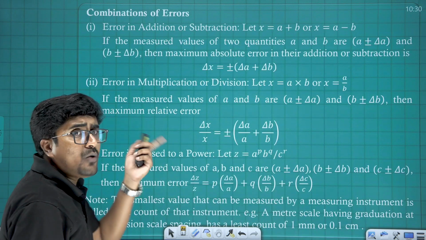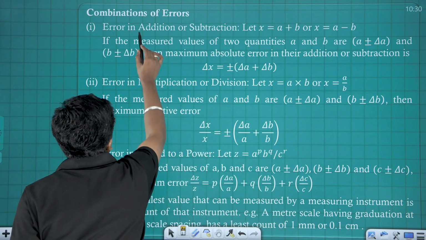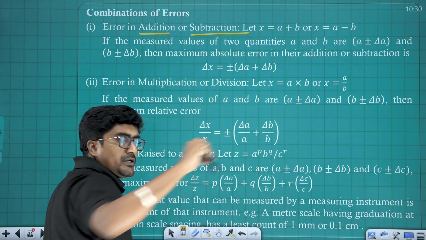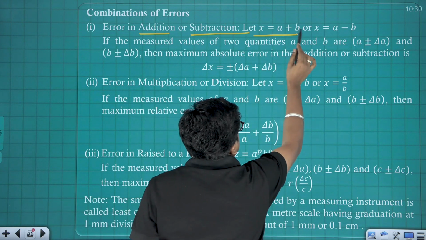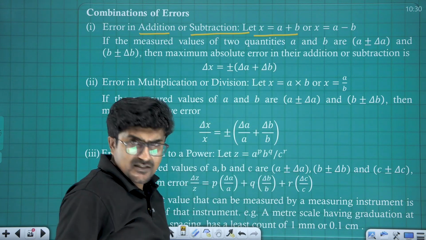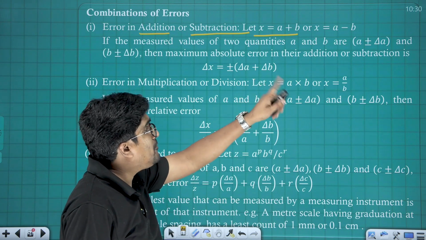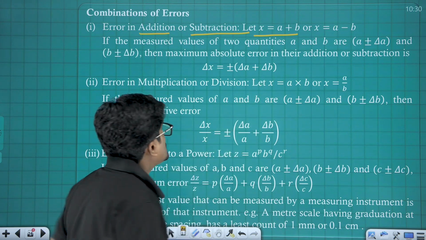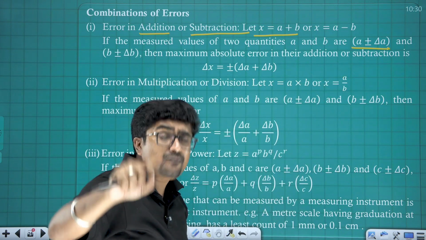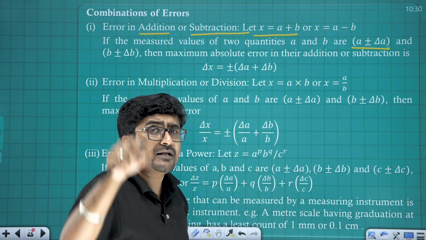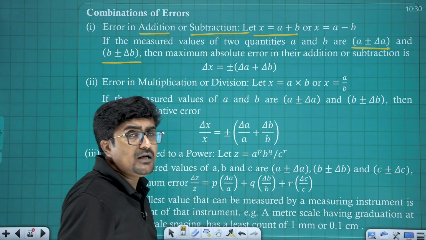Next is how to deal with the error in different mathematical operations. First of all, we are going to deal with addition or subtraction. Here I have an example, x is equal to a plus b. For a, I have the error delta a, and for b, I have the error delta b. So here the measurement for physical quantity a is given as a plus or minus delta a, and for b it is given as b plus or minus delta b.